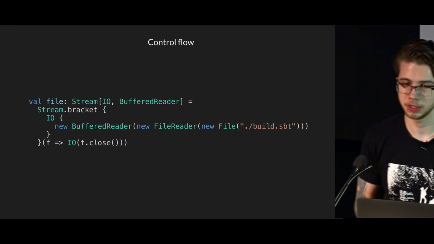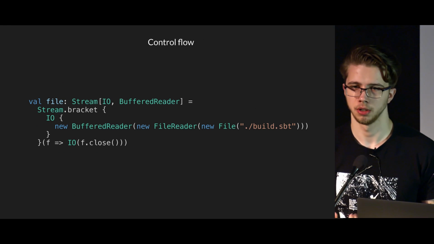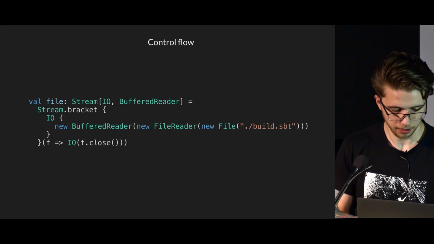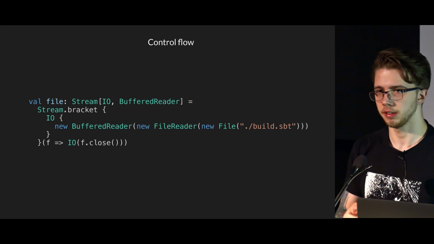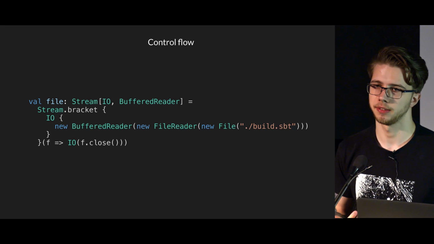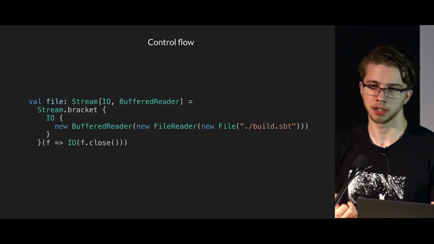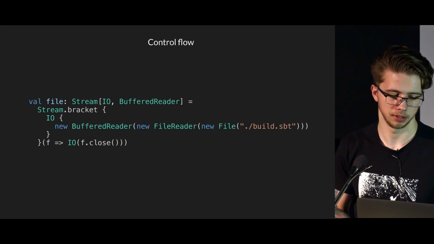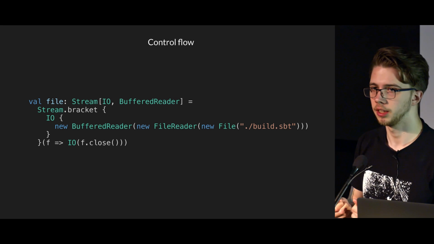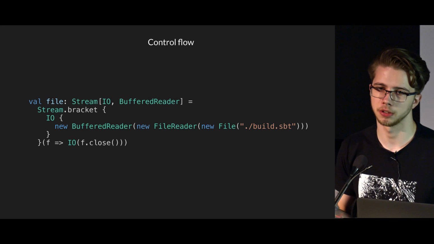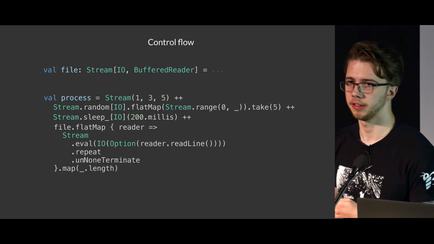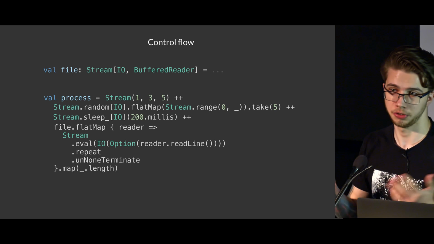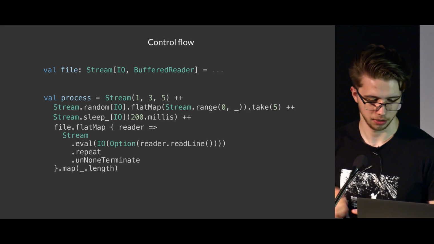Right. So I mentioned we can use streams for control flow. Let's look at an example. So here I have a single element stream that encapsulates a resource. We define how the resource is going to be acquired using the bracket operator, and we define how it's going to be closed in the second parameter list. And I'm going to use this stream in a slightly more complex stream. I will use this resource for that.